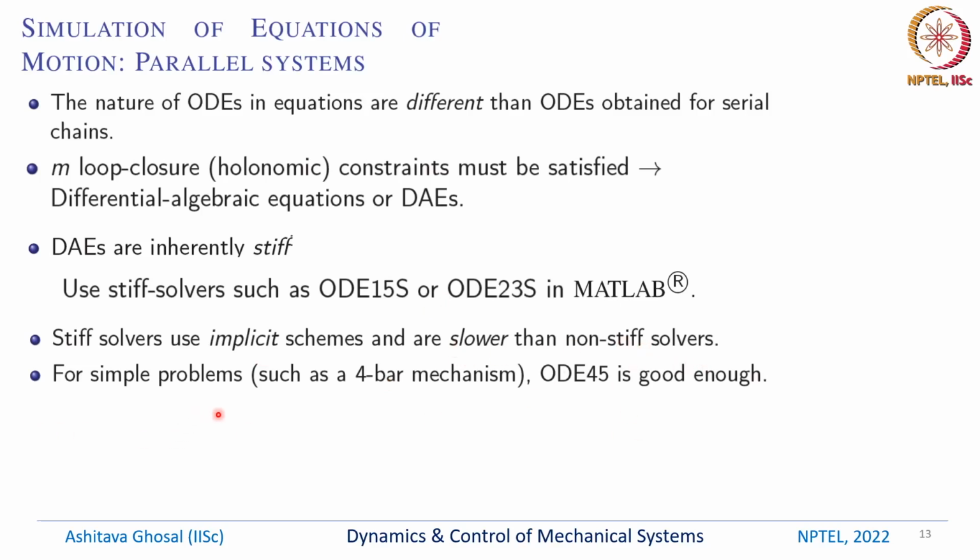For simple problems such as the 4-bar mechanism, ODE45 works fine, so we don't have to use any of the stiff solvers, but you can try. It is very easy to change in a MATLAB code from ODE45 to, let's say, ODE23S. All you need to do is, wherever you are calling the ODE solver, change from ODE45 to ODE23S. Nothing much needs to be changed. And then you can see what happens when you solve a differential equation with ODE45 as opposed to a stiff solver.